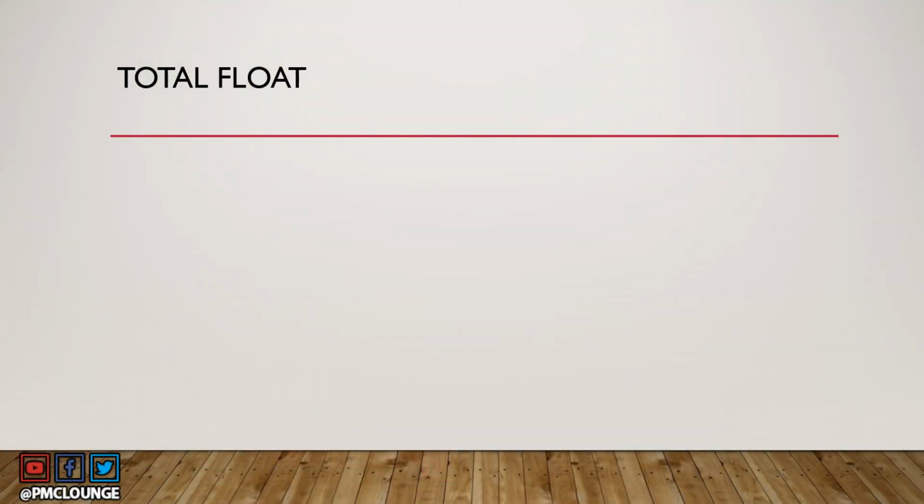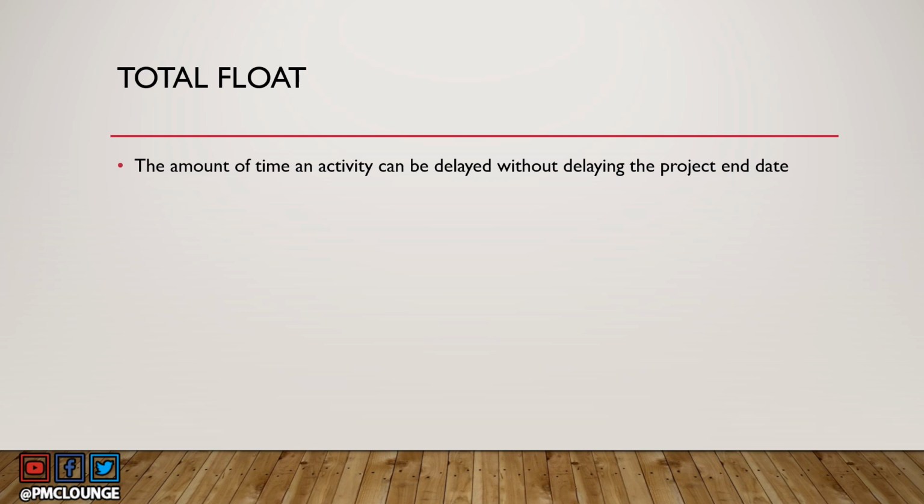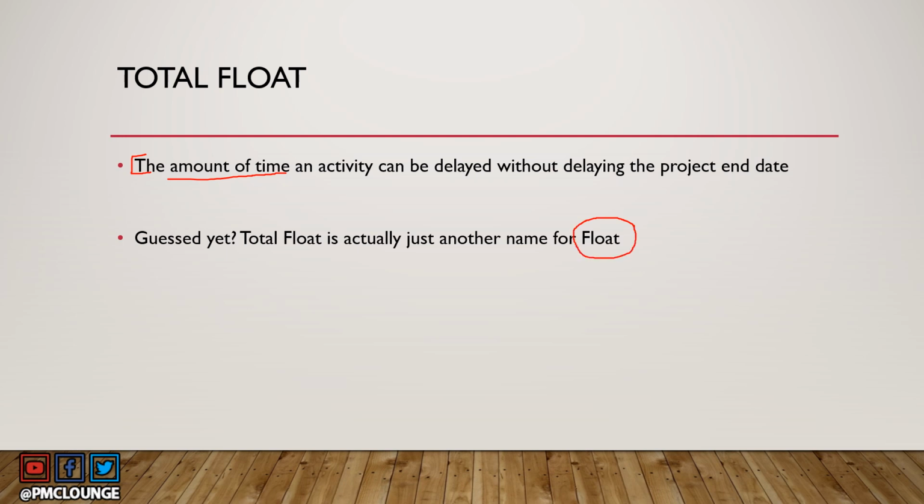So the first thing is total float. Total float is basically the amount of time an activity can be delayed without delaying the project end date. Read this again. The amount of time an activity can be delayed without delaying the project end date. Have you guessed it by now? This total float is actually just another name for your float. Whatever that you understand of float, that is total float as well.